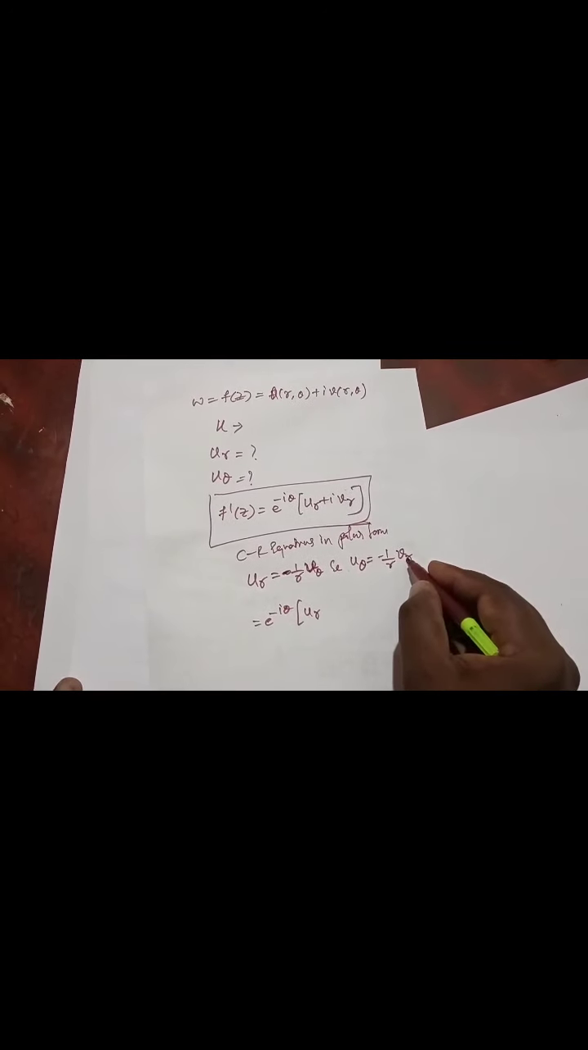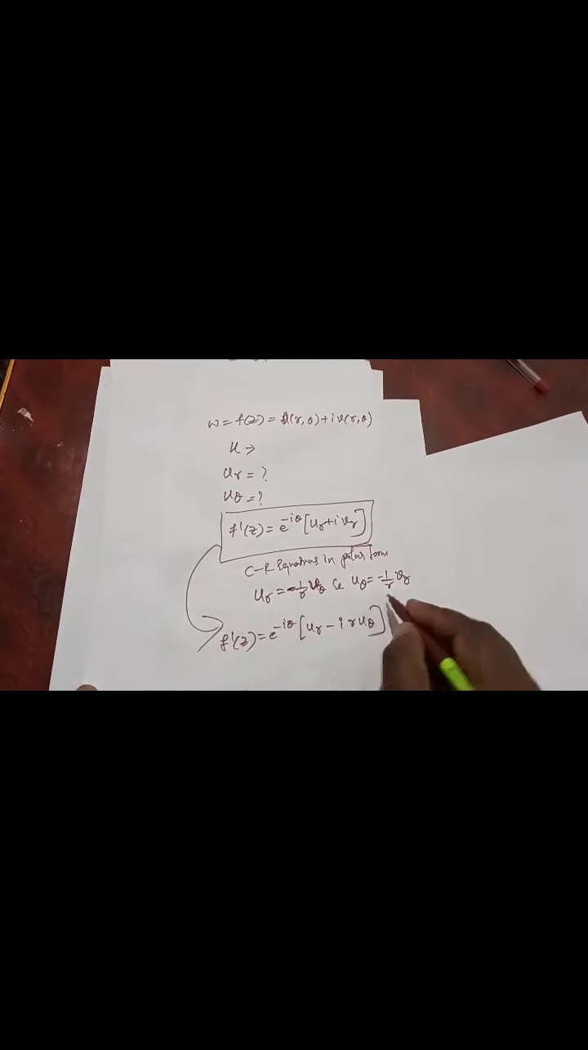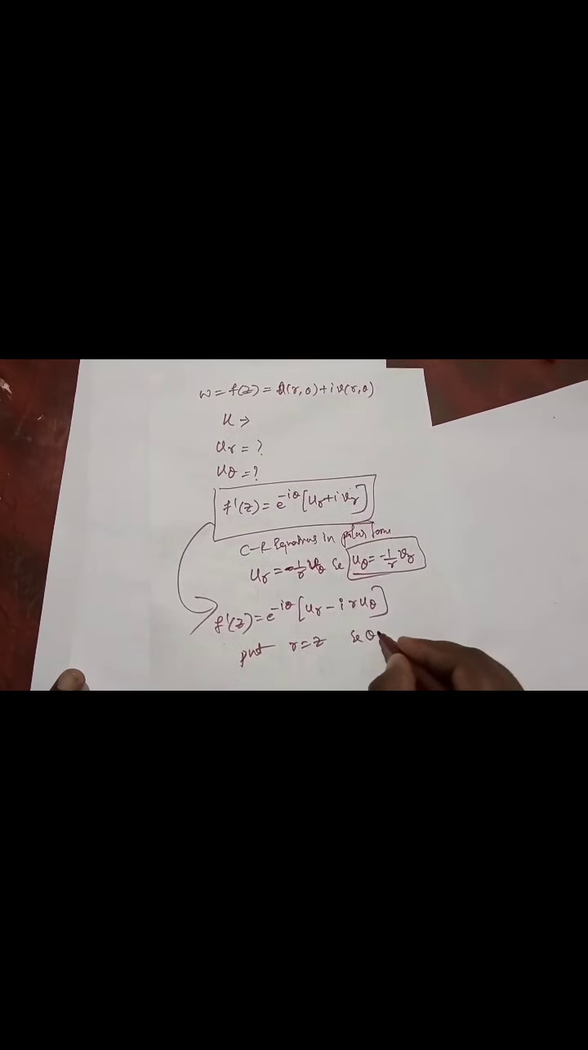If the given real part u, we have to interchange this. Here e power minus I theta, write u suffix r as it is. In place of v suffix r, we have to write minus I times 1 by r times u suffix theta. This is our f dash of z. Here we have to rearrange this by using CR equation. Then put r equal to z and theta equal to 0. These two are Milne-Thomson substitutions.